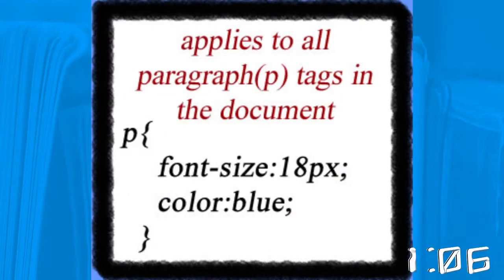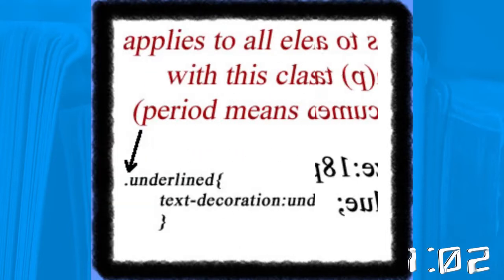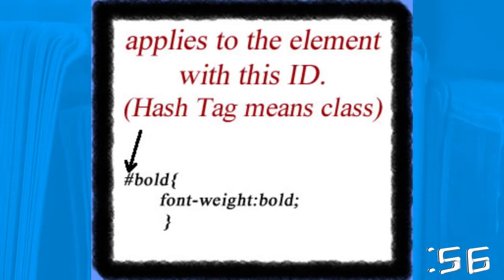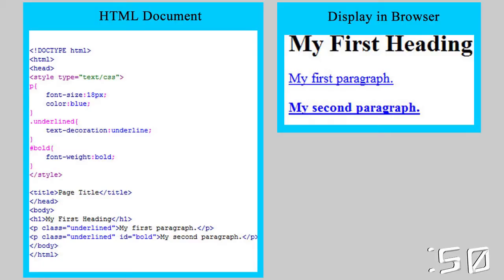It's important to note that while elements can have multiple classes, and classes can be assigned to multiple elements, IDs need to be unique. So an element's ID needs to be the only element with that ID in a given script. So here's an HTML document.